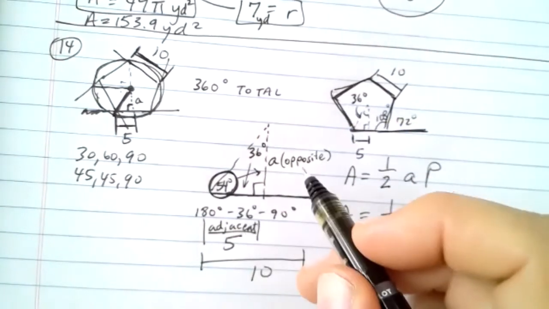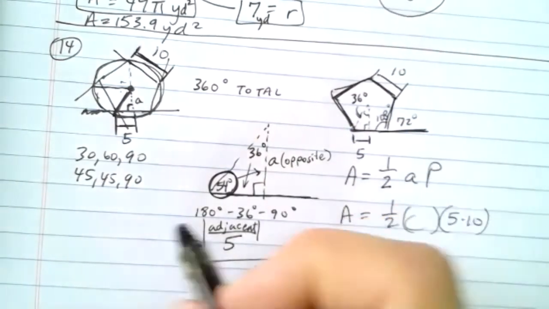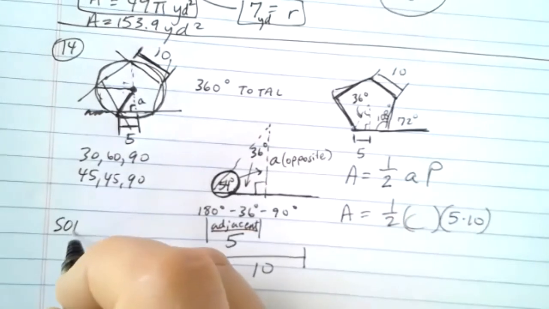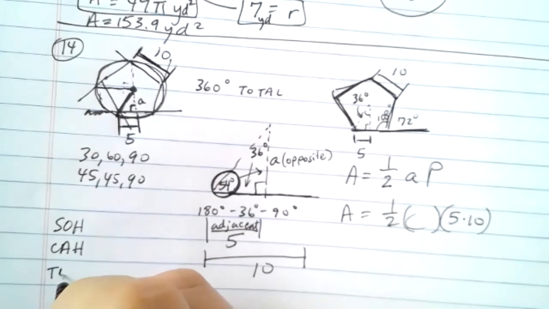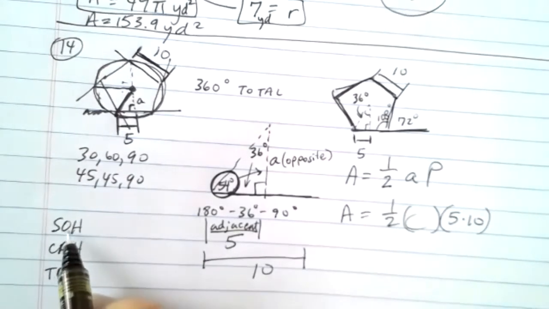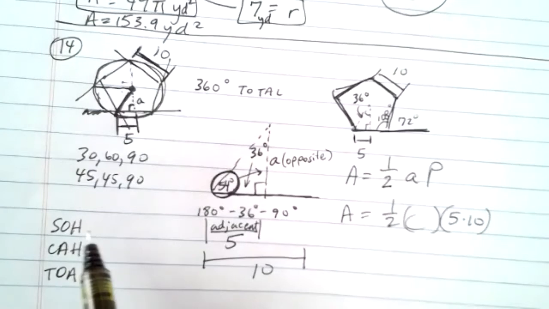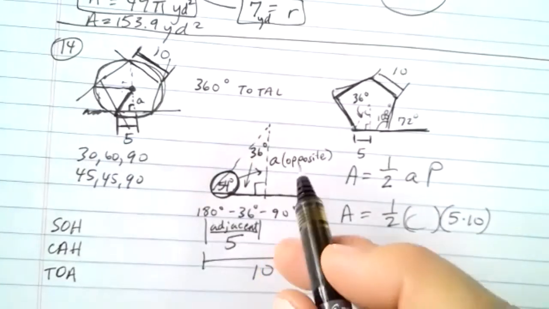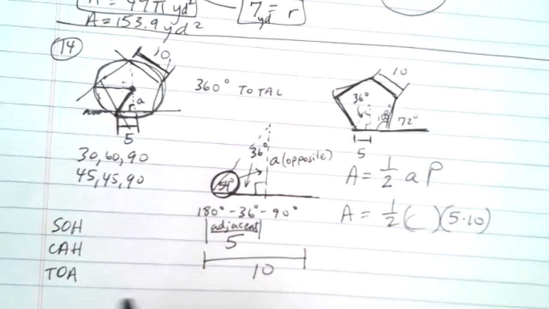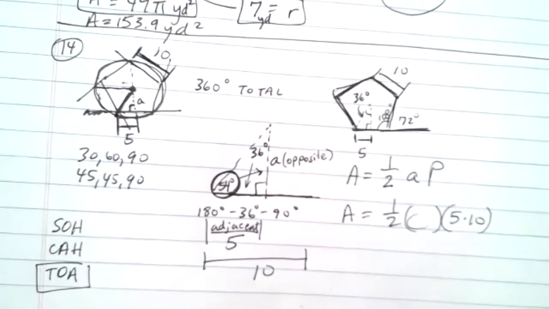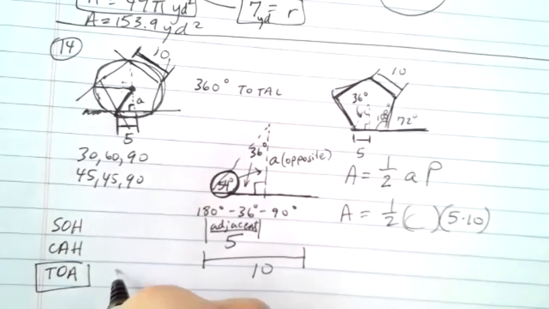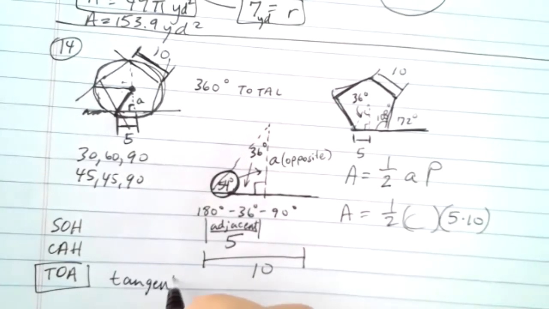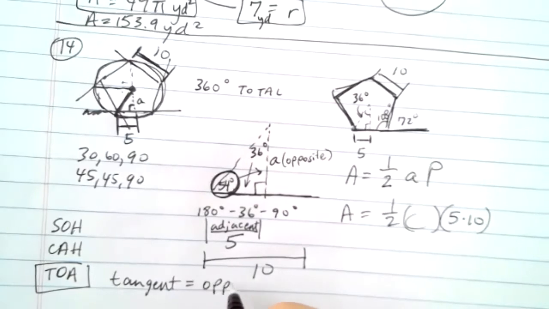So adjacent and opposite, we need to know a couple of things. You could do SOH CAH TOA. Oscar had a heap of apples. You could do it like that. And if you'll notice, I have opposite and adjacent. Opposite and adjacent is going to be tangent. You see how it's got O and A there? So tangent is equal to opposite over adjacent.